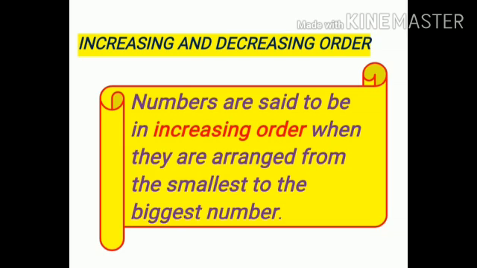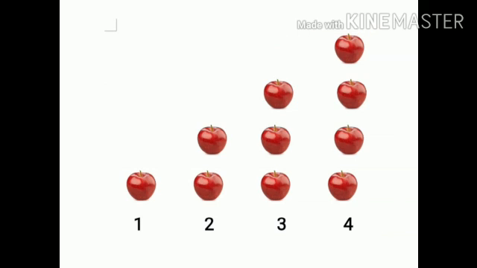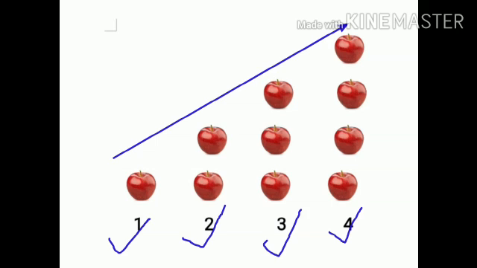Our next topic, increasing and decreasing order. Numbers are said to be in increasing order when they are arranged from the smallest to the biggest number. Here, the number of apples goes on increasing. 1, 2, 3 and 4. So, the apples are arranged in an increasing order.